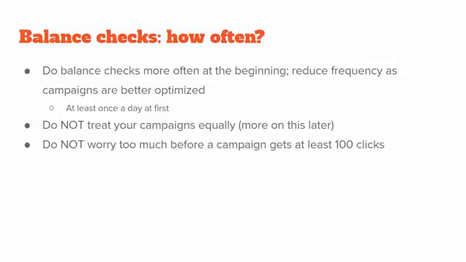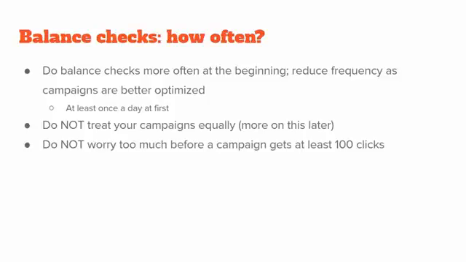First, how often should we do balance checks? We should do balance checks more often at the beginning, right after a campaign is created. And then we can reduce the frequency as campaigns are better optimized over time. So I recommend that you do it at least once a day at first. We should not treat our campaigns equally. What I mean by that is, some campaigns may require us to do balance checks more than once a day, whereas other campaigns will only need us to do it on a weekly basis. So we need to have a system to track how often we should check each campaign. We'll talk about that more in our secret weapon template.